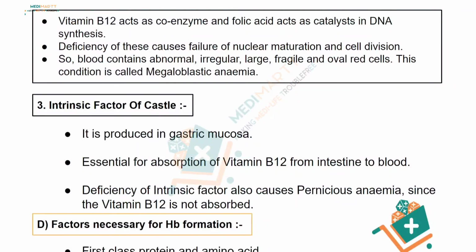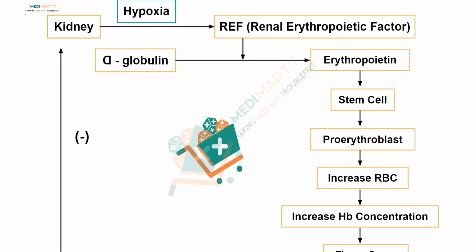Now if the intrinsic factor of Kessel decreases in our body, this deficiency causes pernicious anemia, since vitamin B12 is not absorbed into the blood. Now the factors necessary for hemoglobin formation: basically there are certain factors which are necessary for hemoglobin formation, and those are first class protein and amino acids. I already told you in the previous slide. Now there are some more things.